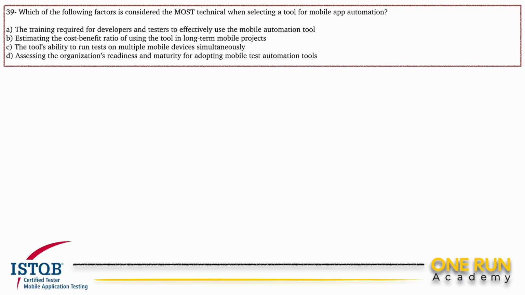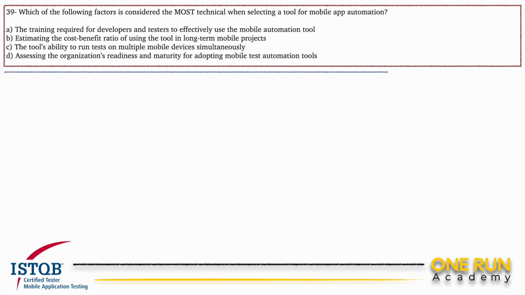Very well, a very direct and straightforward question here. You are asked to identify the most technical factor when choosing a tool for mobile app automation. The focus here is on selecting a feature or aspect that is specifically related to the technical capabilities of the tool itself, rather than any other organizational or business considerations.